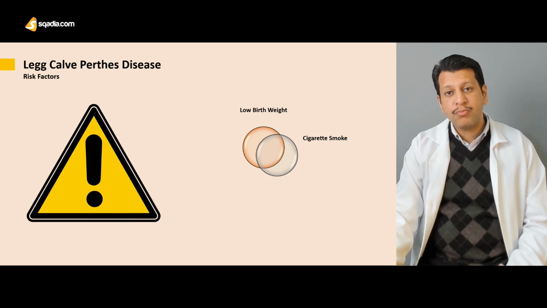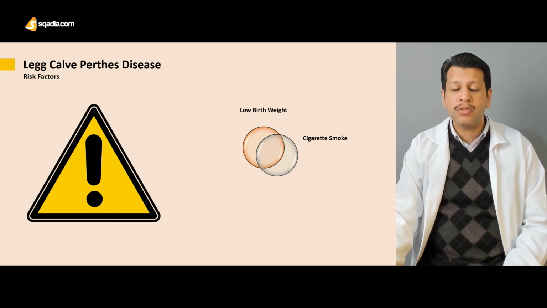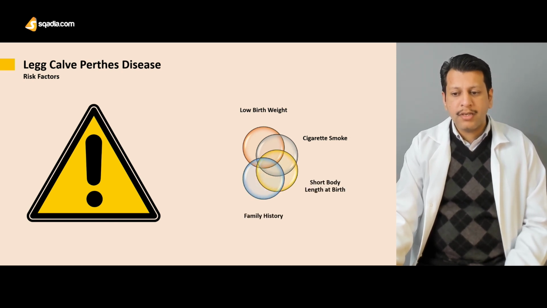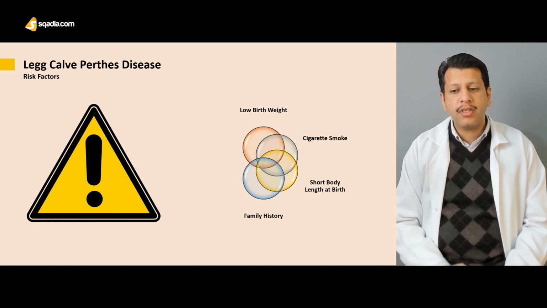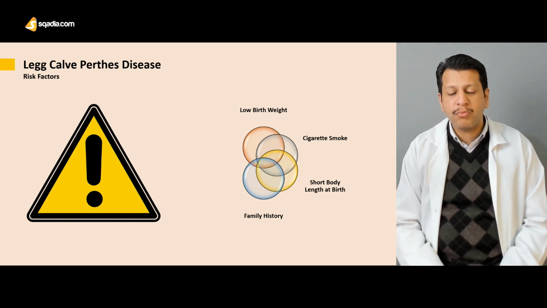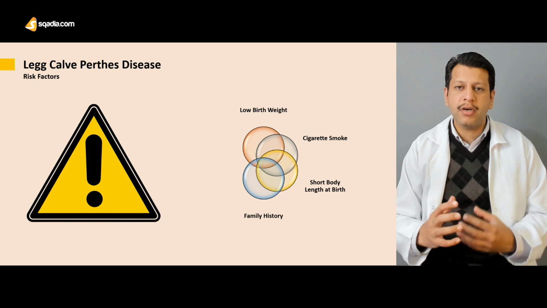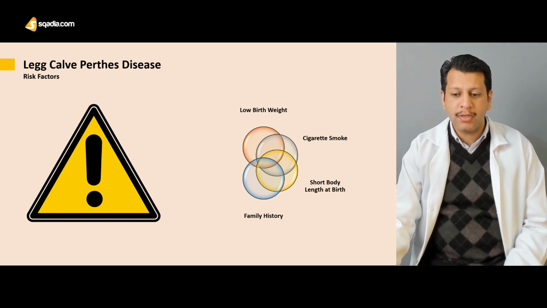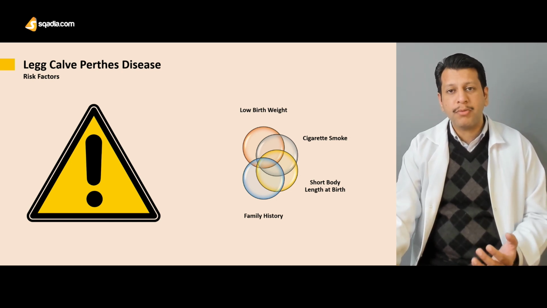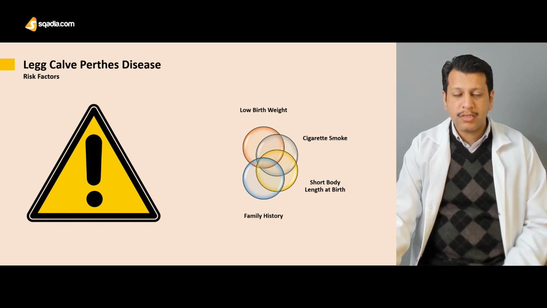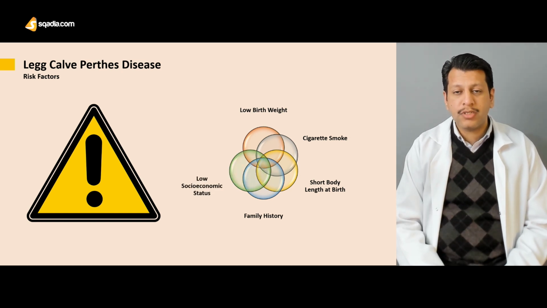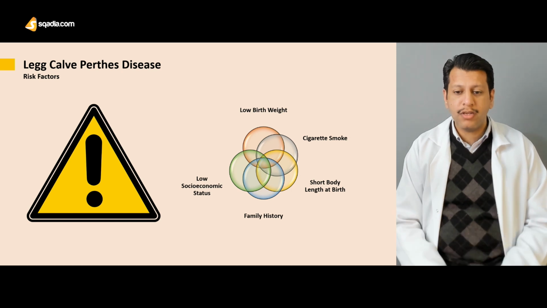If the mother was smoking at the time of pregnancy, this can predispose to many other problems, but one of them is Legg Calve Perthes disease. Then short body length at birth. Usually, if the child is of low birth weight, there will be decreased crown-rump length, and this may predispose the patient to this problem because usually the hips are in more flexion as compared to a normal baby. Then there may be an associated family history. You have to inquire whether this problem is present in siblings or in parents, or whether it occurred when the parents were very young.